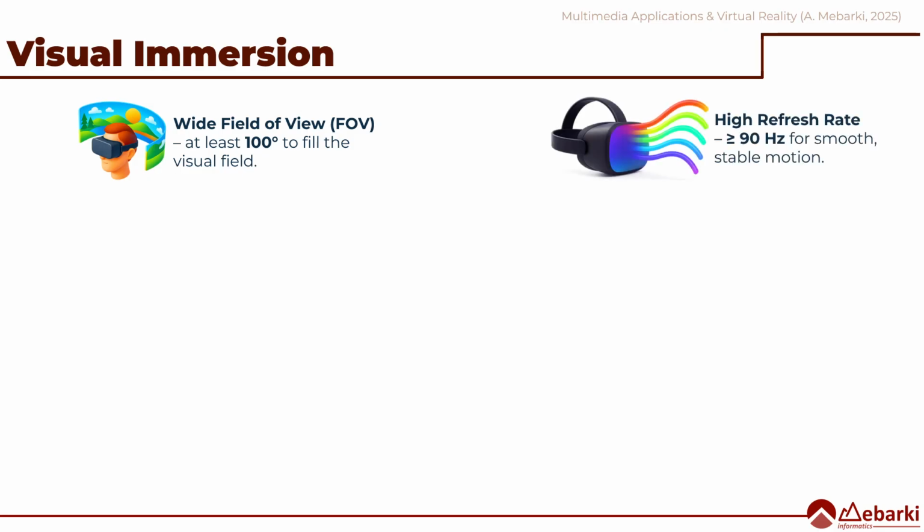Second, sharp, detailed images with high resolution prevent pixelation, while a high refresh rate, 90 Hz or more, ensures smooth motion and reduces flicker or motion sickness. Together, they create a stable, convincing visual experience. Third, delays between head or eye movement and the corresponding image update must be minimal, less than 20 milliseconds. Low latency keeps the virtual world aligned with the user's gaze, reinforcing realism.